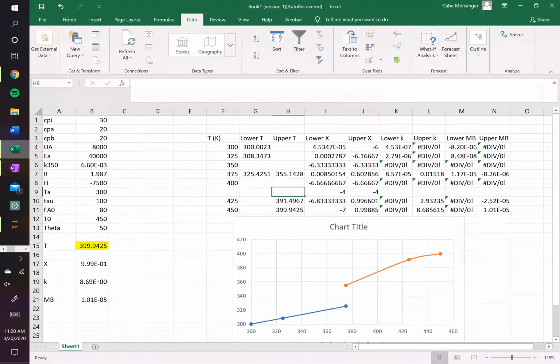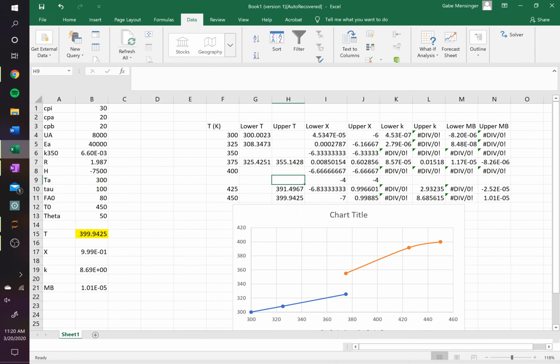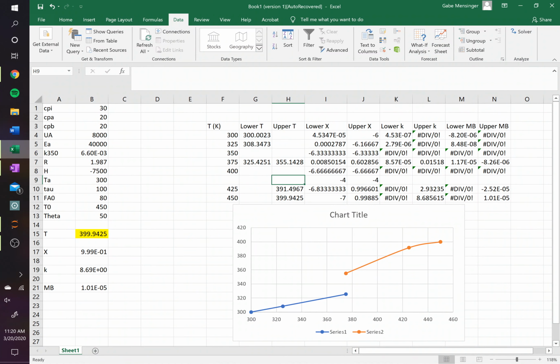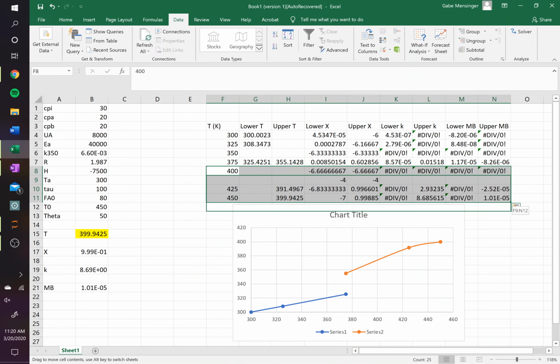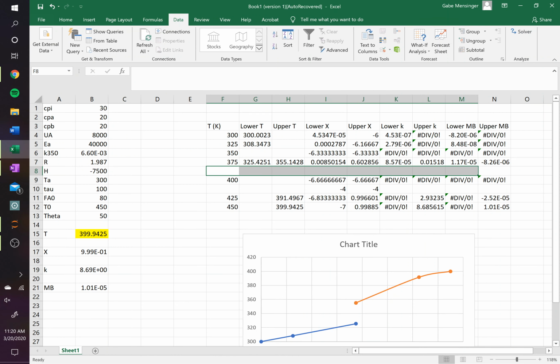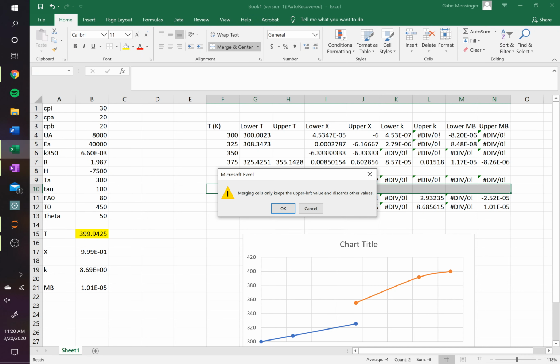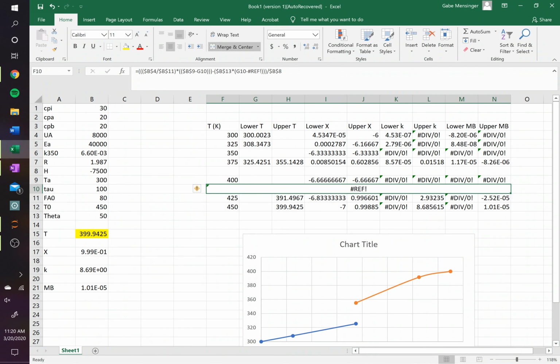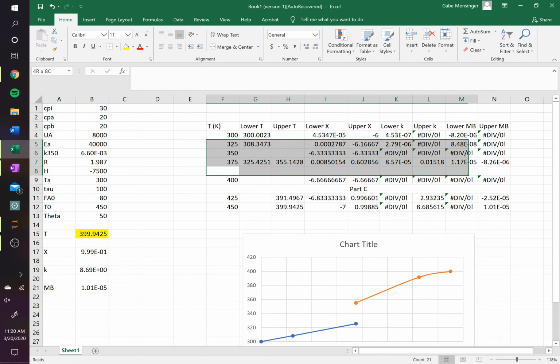And I'll give you a hint on that one. That one is going to be somewhere in between those two temperatures. So this will be part C. This one here will be part D.